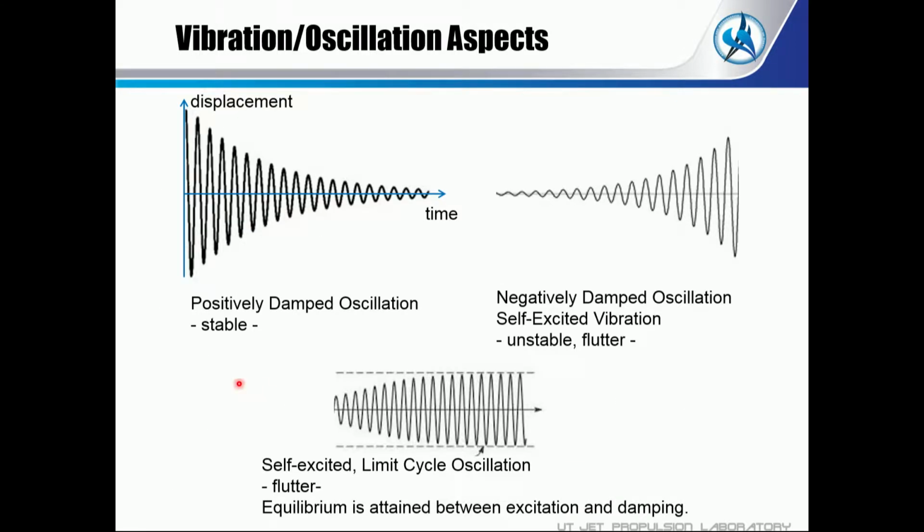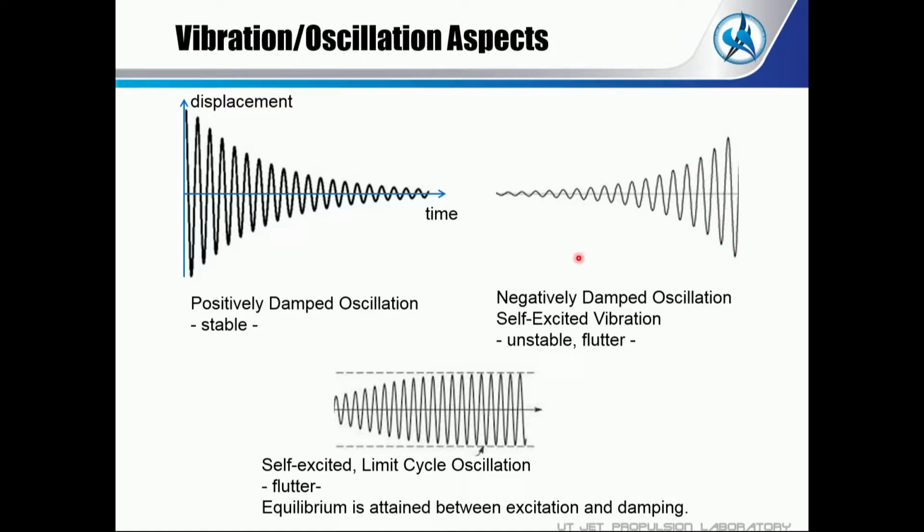Okay, and this is a chart of displacement against time. This situation is a positively damped oscillation, which is stable. But this is a negatively damped oscillation. It's a self-excited vibration. It's unstable and called flutter.